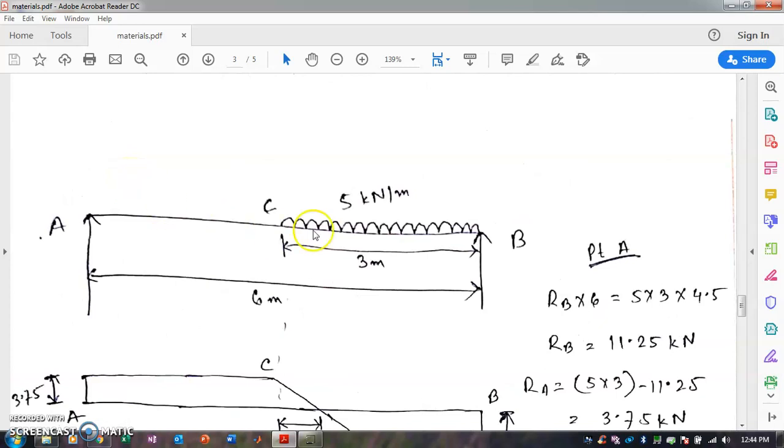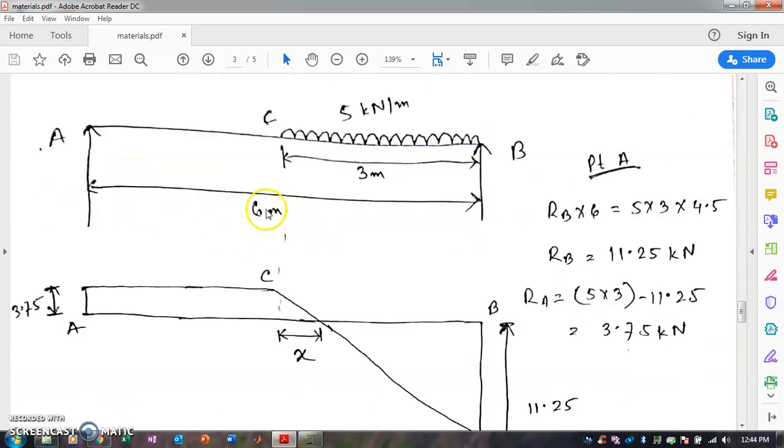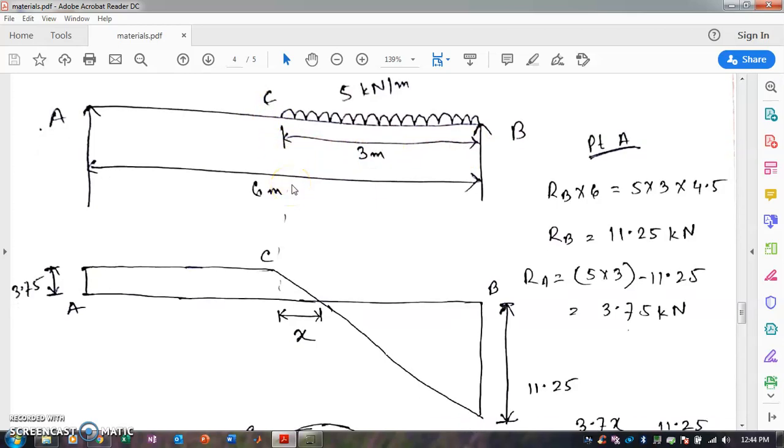Okay, so here AB is a beam of length 6 meter. Now a uniformly distributed load of 5 kilonewton per meter is acting up to point C, that is up to 3 meter from B, so point C is the midpoint. So what will be the bending moment diagram?